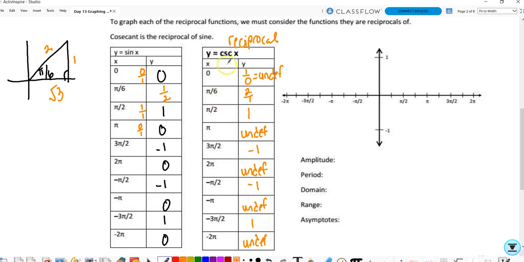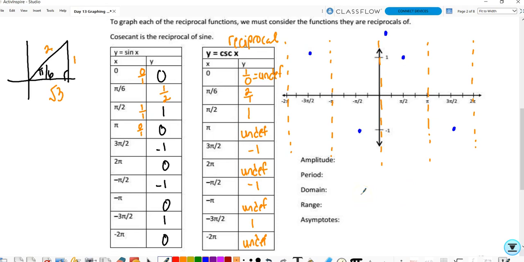Now let's plot those points. So we have a vertical asymptote at 0, at pi, at 2 pi, negative pi, negative 2 pi. All right, so at pi over 6, that's 1/6. That's kind of here. That's up here at 2. Pi over 2 is 1. 3 pi over 2 is negative 1. Negative pi over 2 is negative 1. Negative 3 pi over 2, positive 1.